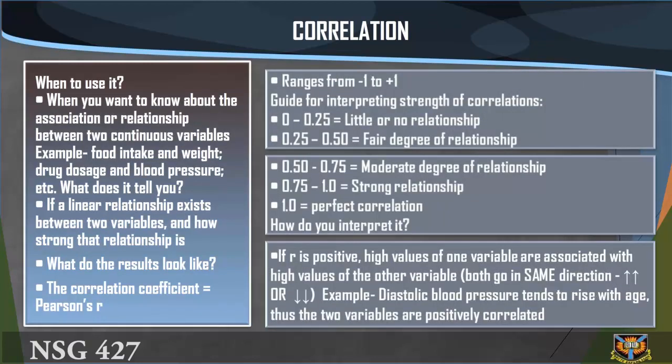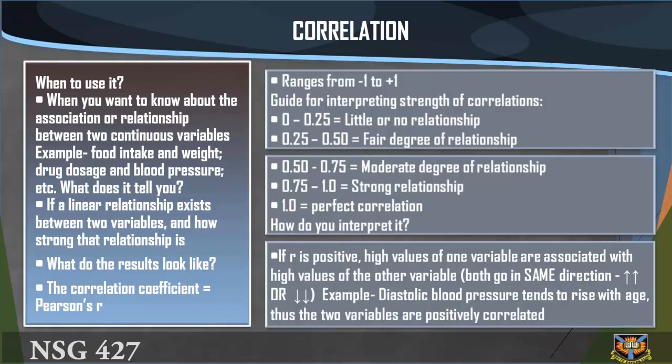Overview of statistical tests. Correlation. When to use it: when you want to know about the association or relationship between two continuous variables. Examples: food intake and weight, drug dosage and blood pressure, air temperature and metabolic rate, etc. What does it tell you? If a linear relationship exists between two variables and how strong that relationship is. What do the results look like? The correlation coefficient is equal to R, and ranges from -1 to +1.